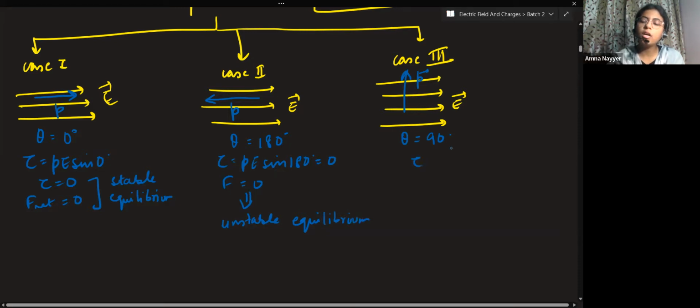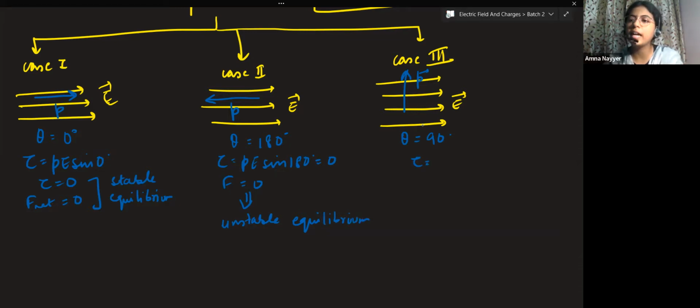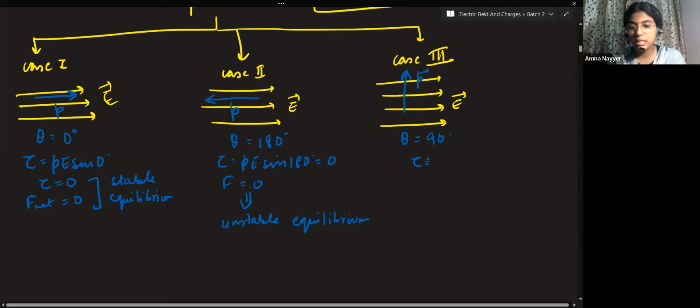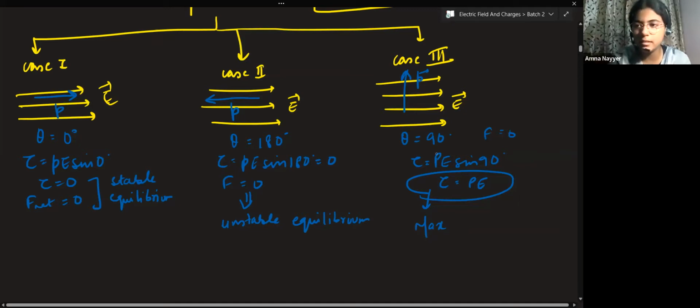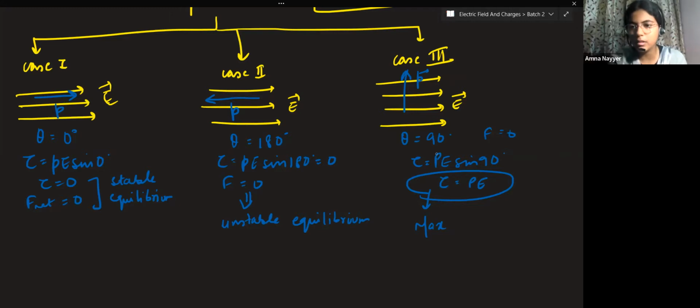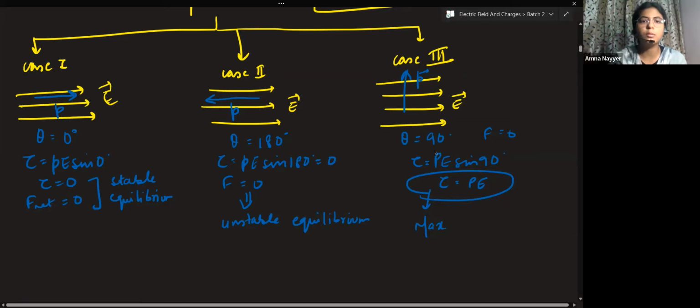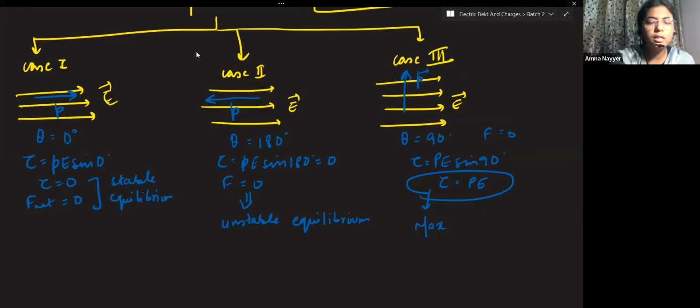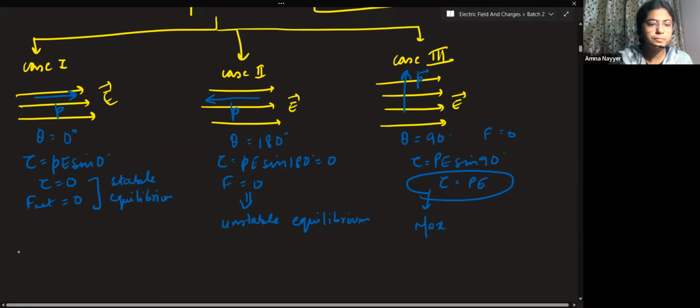When your dipole is making an angle of 90 degrees with the electric field, torque is PE sine 90, which is equal to PE. So this is the maximum value of torque possible. And force will still be 0. So this is not a complete equilibrium. You only have translational equilibrium, no rotational equilibrium, because torque is not zero. All right, so note this down as well, and let's do one numerical formula based question on this.